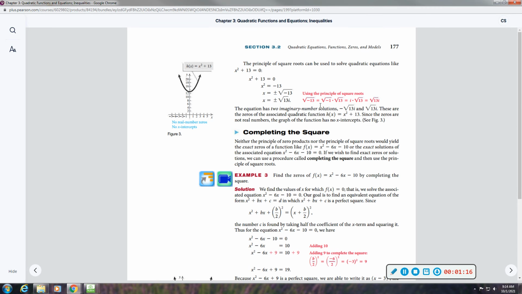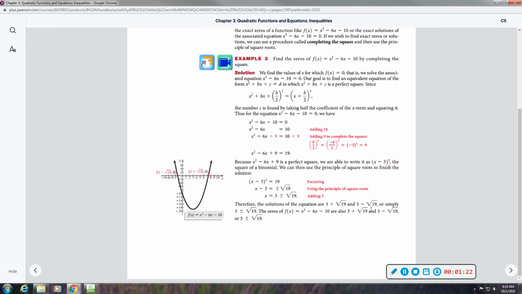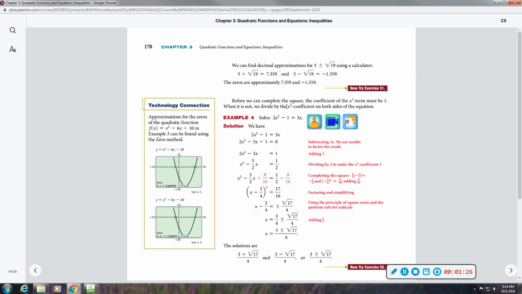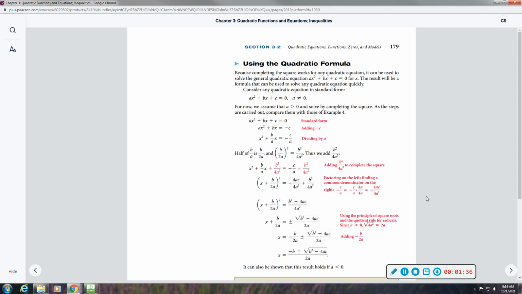There are several methods for solving. One is completing the square, which I'll walk you guys through when we get to my math lab. We also have the steps listed to complete the square here. Again, I'll walk you through it in my math lab.